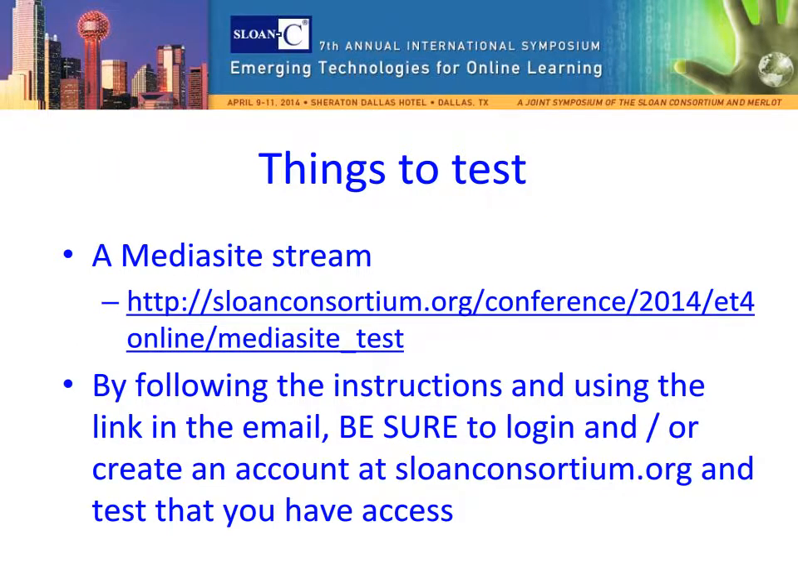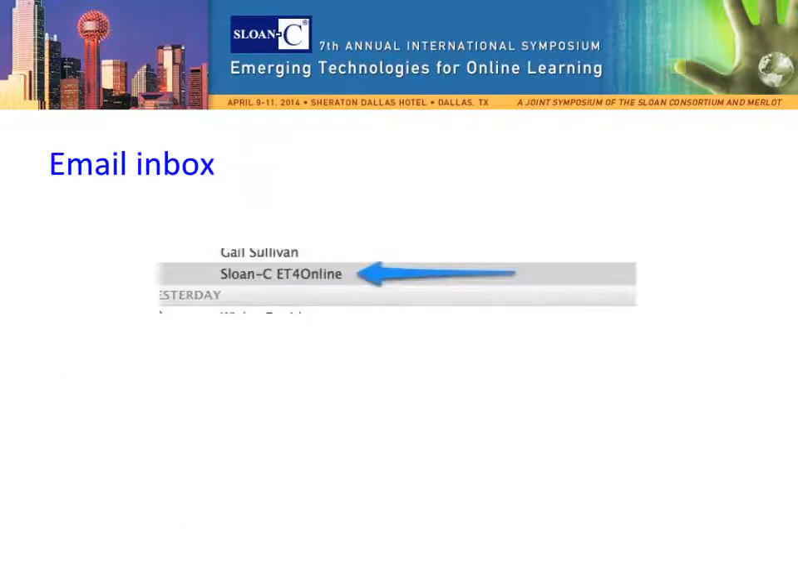As previously stated, there are some things that we'd like you to test before the beginning of the conference. We'd like you to test that you'll be able to use the media site streaming player. You may do so at the URL shown on this slide. Please also check that you have access to the sessions within the conference site by following the instructions in your email and using the link provided. You need to be sure you've logged in and/or created an account at sloanconsortium.org in order to do so. Please make sure that you receive all of our emails by adding us to your approved emailers list in your email application.